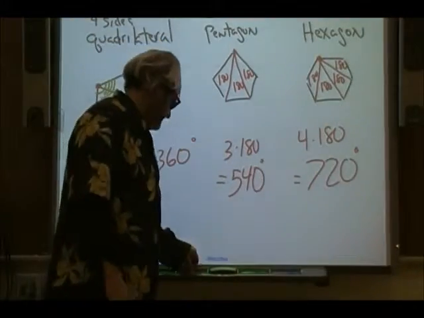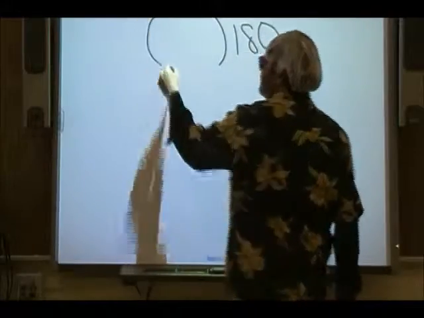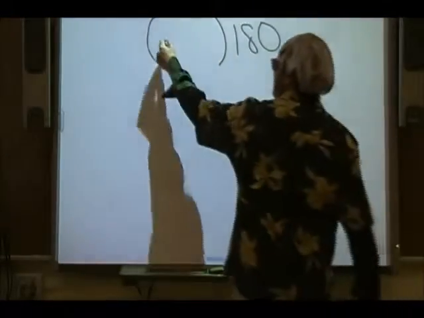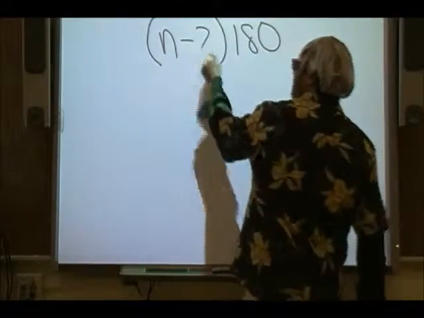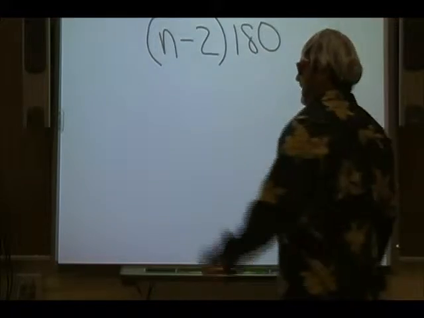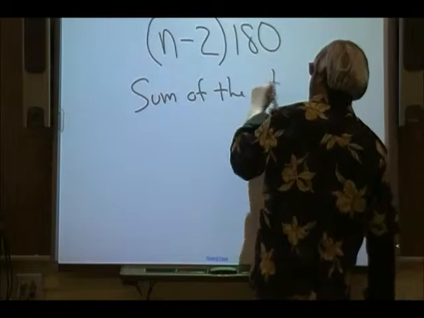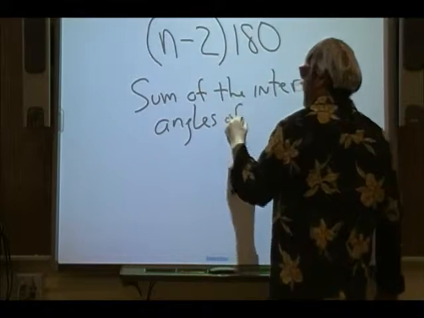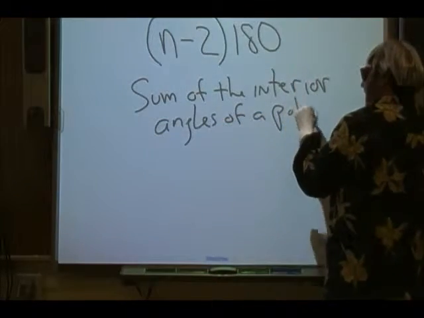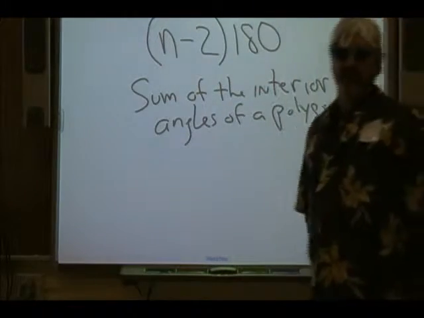So your formula is, you're taking 180 and you're multiplying by 2 less the number of sides. So that's n, we'll call n the number of sides of the polygon, take away 2. And that, my friends, is the sum of the interior angles of a polygon. Any polygon, that's the formula you use.